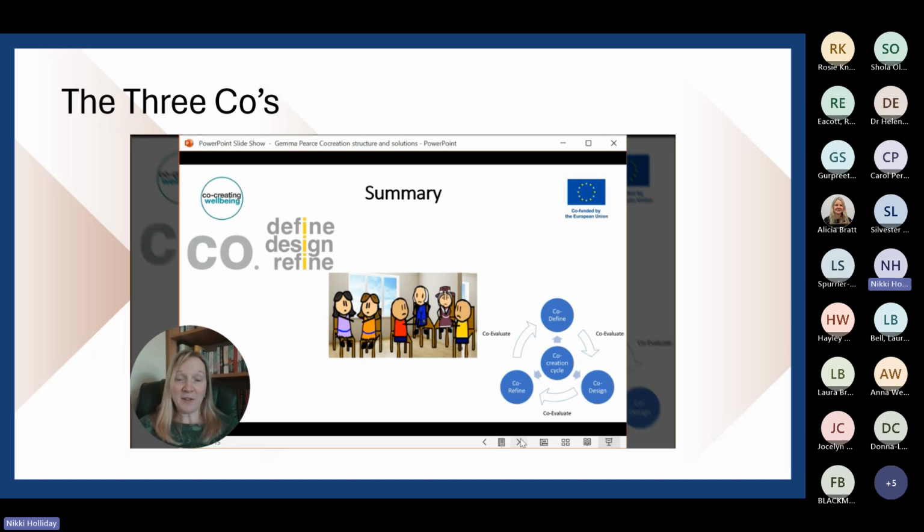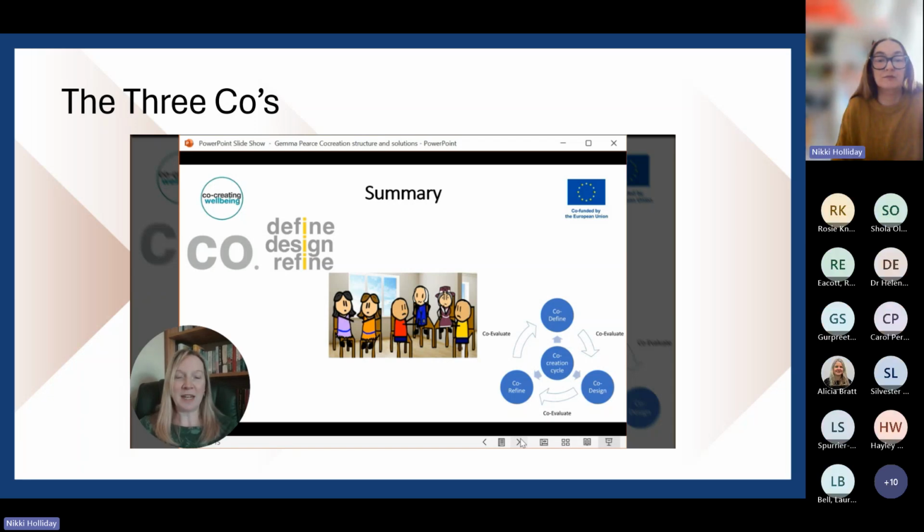So that's really it from me, talking about the 3 COs framework of co-define, co-design and co-refine, and thinking about some of the key solutions and reflections that we've had when doing these co-creation processes. And if you want more information, please do read the paper and have a look at our Co-Creating Wellbeing website. Thank you.